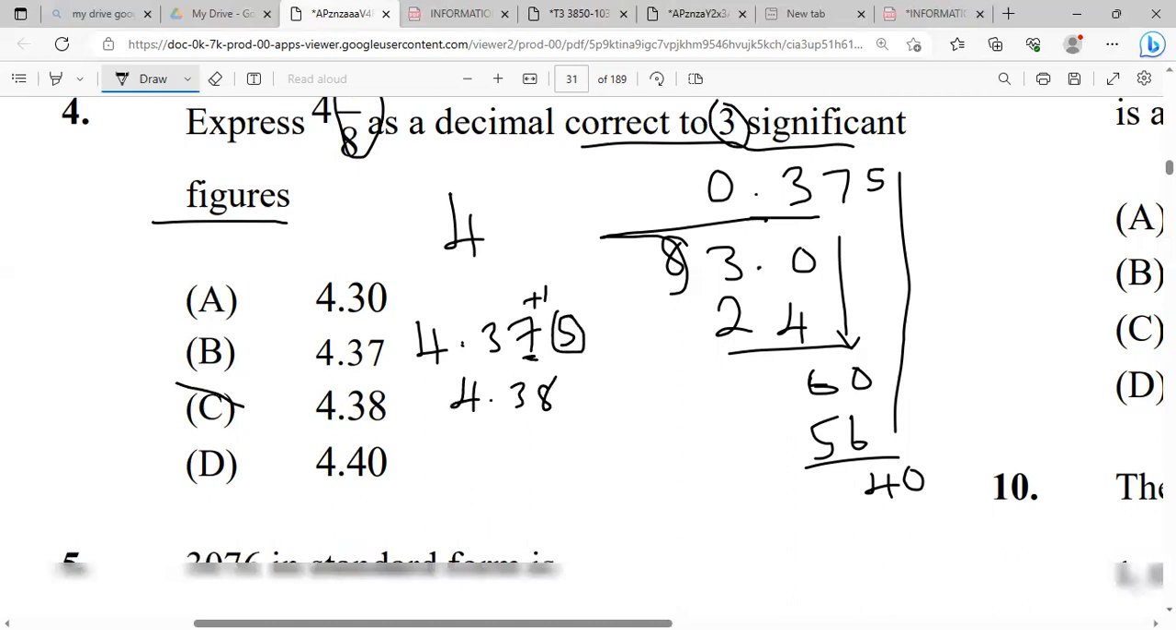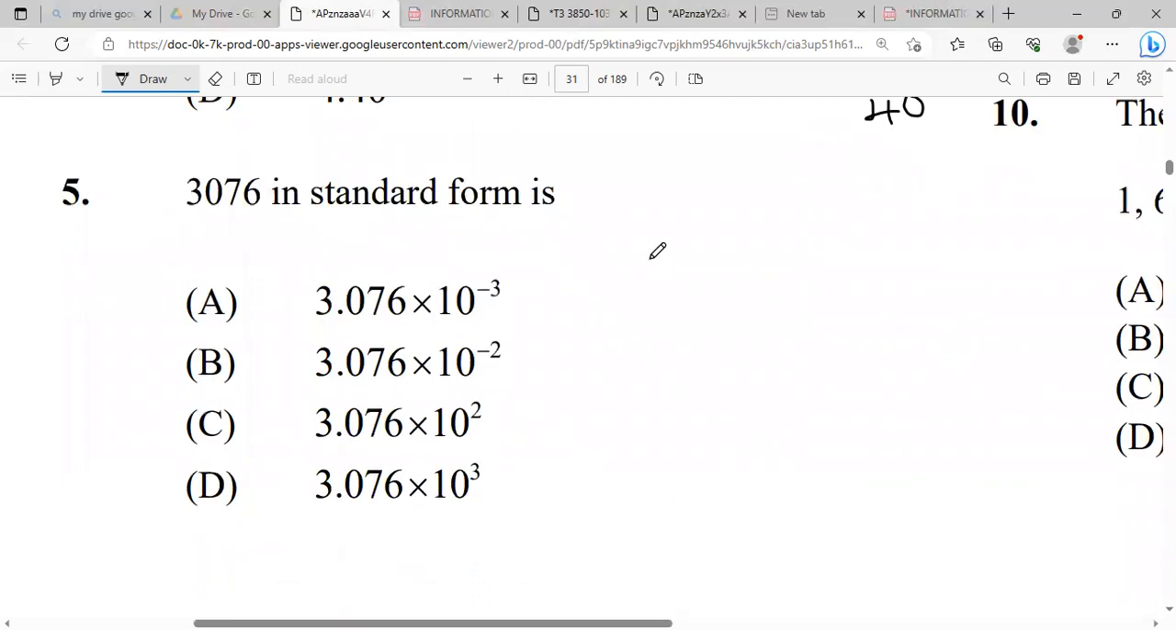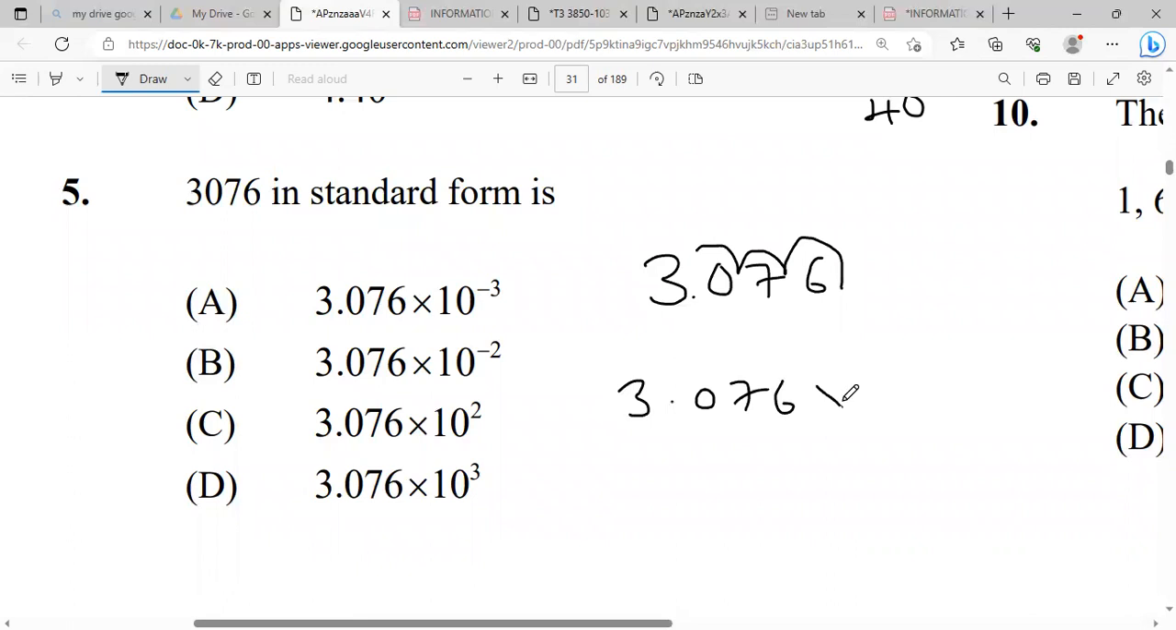All right, let's look at number 5. It says 3076 in standard form is. To get a number to standard form, it must be between 1 and 10. So it's 1 point something, 2 point something, 3 point something. So in essence, you have to put the decimal point right here. Let's see how many places: 1, 2, 3. So we have to move 3 places. So it will be 3.076 times 10 to the number of places you move, which is 3.